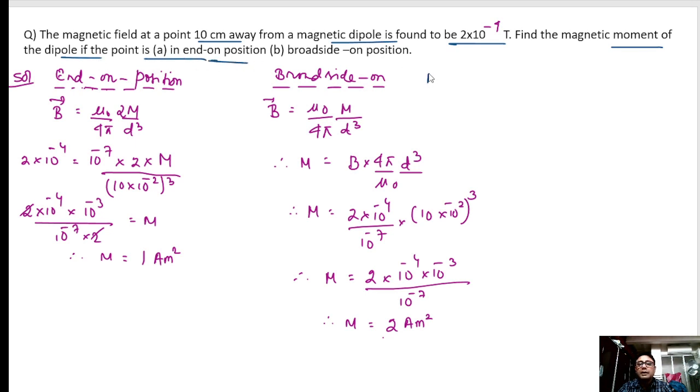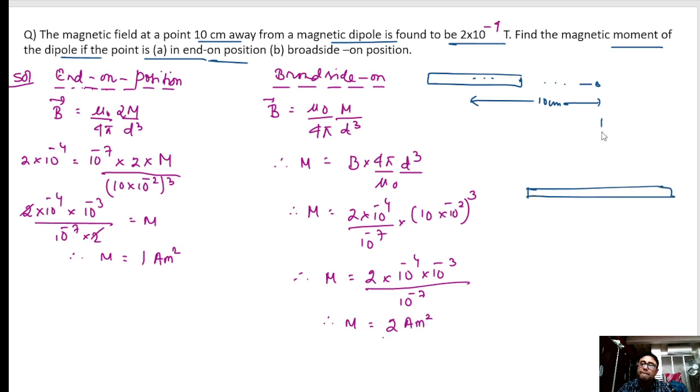First, they are telling that if your point is here (10 centimeter), and the second case they are telling if your point is here, 10 centimeter away. So this is the end-on position, whose formula is magnetic field is given by this, the axial position, and this is the equatorial position, broadside.